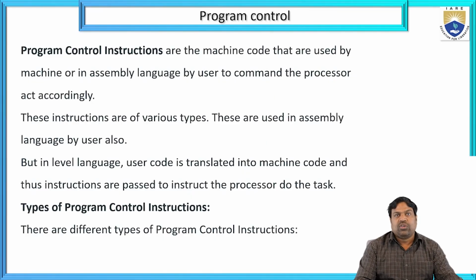Program control instructions are the machine code that is used by the machine, or in assembly language by the user, to command the processor to act accordingly. These instructions are of various types. They are used in assembly language by the user also. But in a high level language, user code is translated into machine code, and thus instructions are passed to instruct the processor to do the task. There are many types of program control instructions.